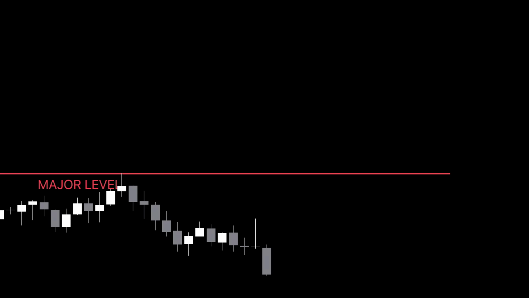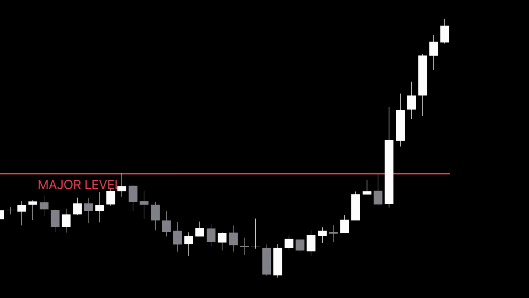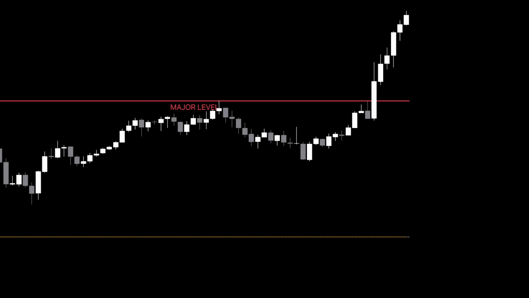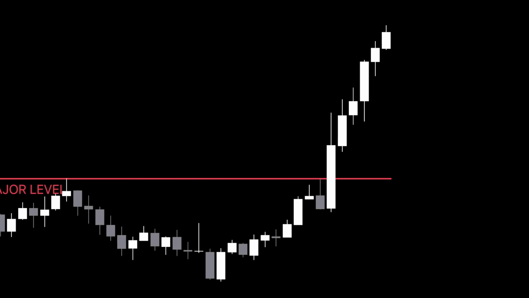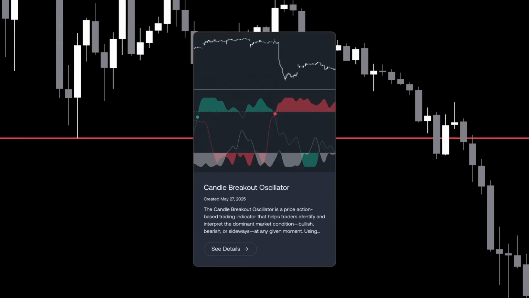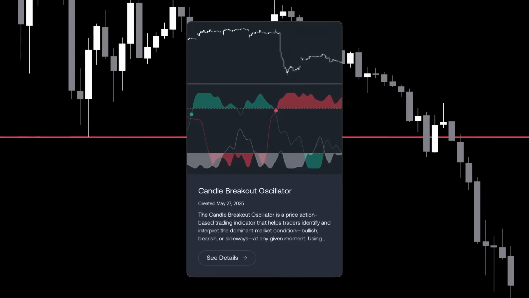You ever watch a candle rip through a major level like it means something, and then you check your indicator and it's just flatlining? Yeah, that's the problem. Most oscillators smooth out the very thing you need to see: raw, undeniable intent, whether buyers are punching through resistance or sellers are gutting support. But this tool doesn't blur the story, it breaks it down.